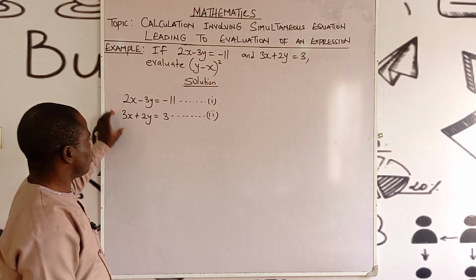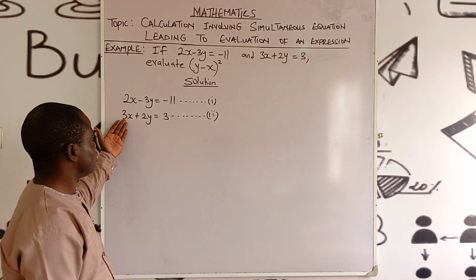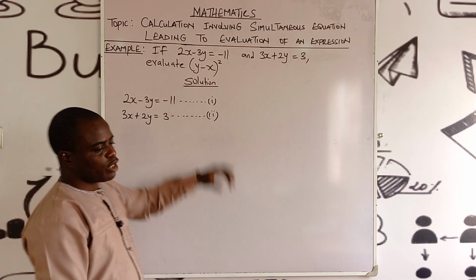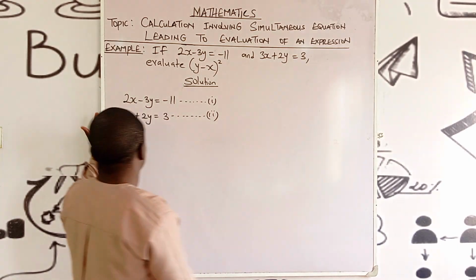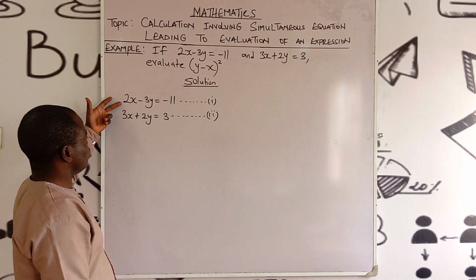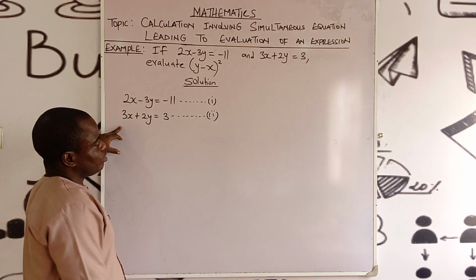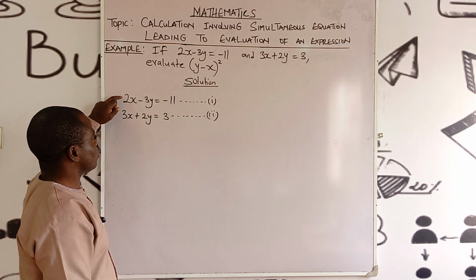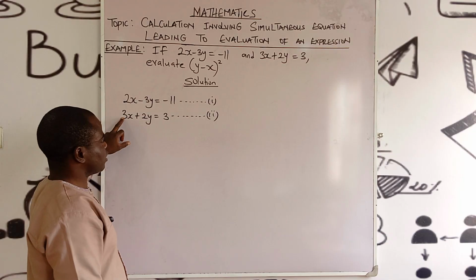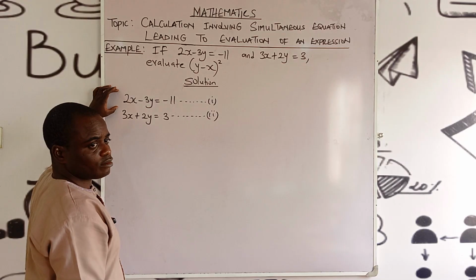Okay, when you look at these two equations, you either use the coefficient of x or coefficient of y to multiply equation 1 and 2. For example, a student can use 2 to multiply the whole of equation 2, that is the coefficient of x in equation 1, and also you can use 3, coefficient of x in equation 2, to multiply the whole of the expression in equation 1.